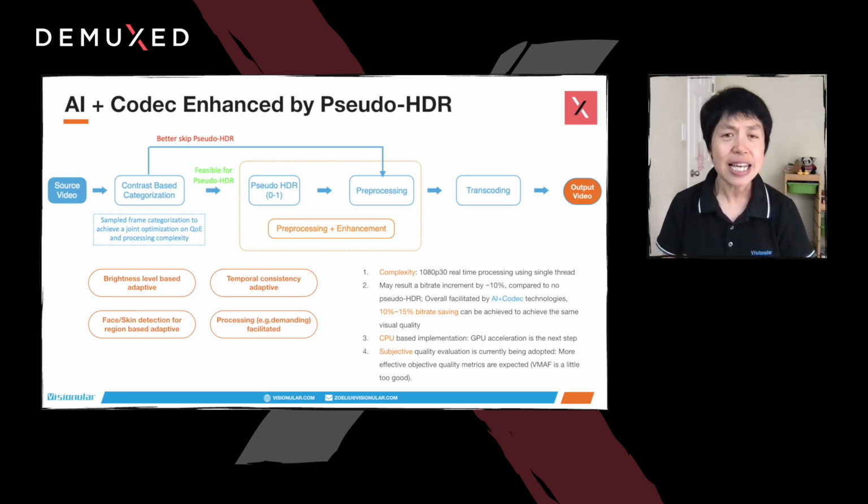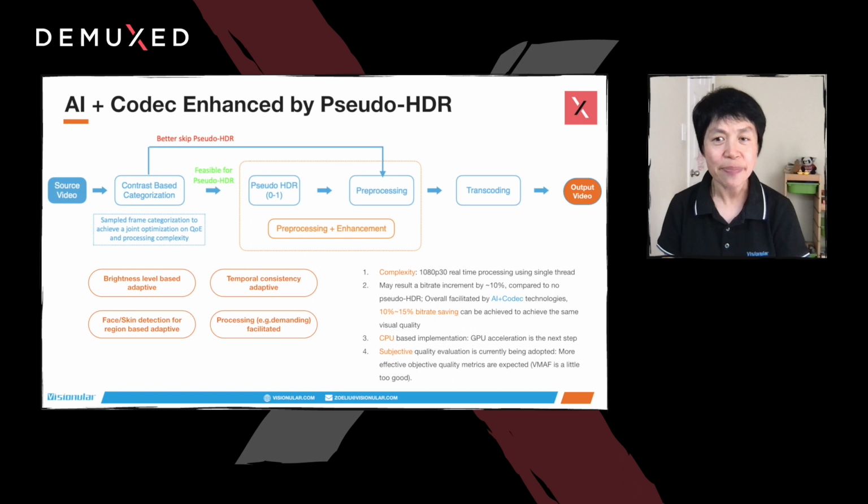On top of it, some videos may already have a good high dynamic range, then Pseudo HDR should not be applied, so as to avoid further artifacts being introduced or to reduce the overall computational complexity. So we also introduce a very simple contrast-based categorization scheme: when the original video or the regions identified should not have Pseudo HDR applied, then you go directly to the preprocessing procedure, with the Pseudo HDR procedure skipped.